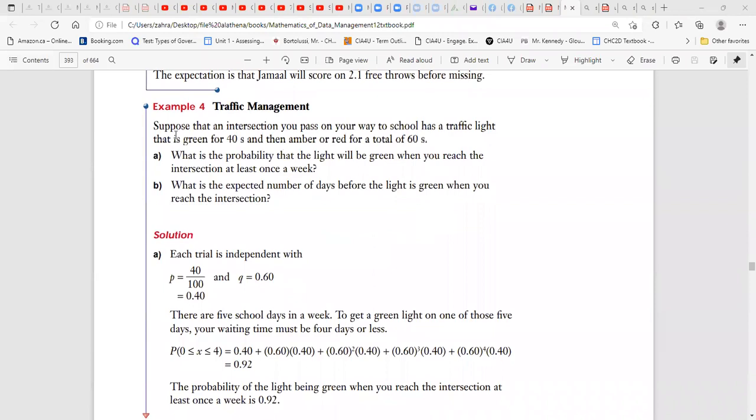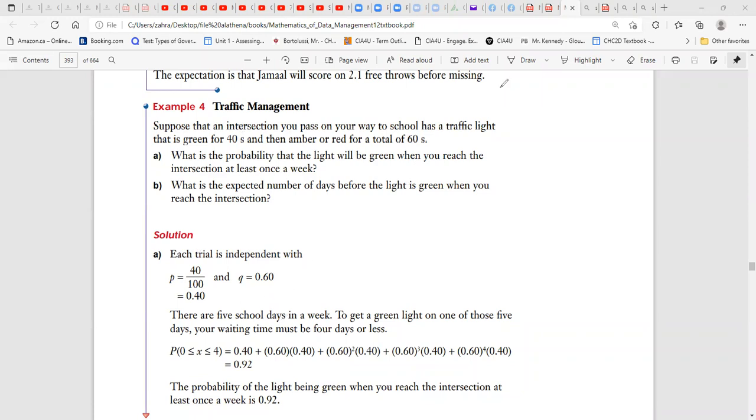Traffic management. Okay, suppose that an intersection you pass on your way to school has a traffic light that's green for 40 seconds and then amber for 60 seconds. What's the probability that the light will be green when you reach the intersection at least once a week? So success is when it is green. So P is when it is green. Now the total time is going to be 40 plus 60, which is 100. Probability of success is 40 seconds out of that being green. So 40 over 100 will be the probability of success or green. And Q is going to be 1 minus 0.4, which is 0.6.